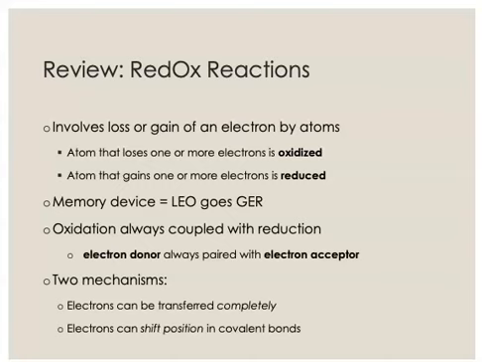Sometimes the loss and gain of electrons is complete. An atom is literally losing an electron, or an atom is literally gaining an electron. But many times we're talking about a partial loss or a partial gain, and we defined that as electrons shifting position in a covalent bond.